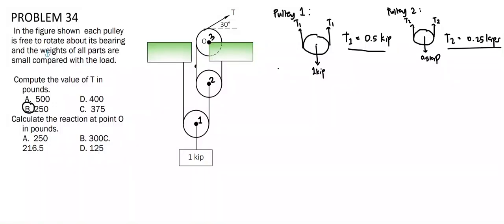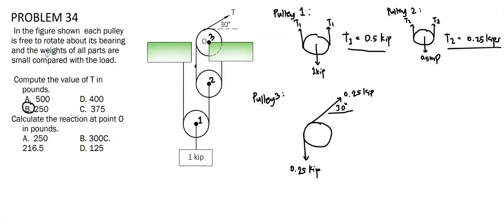Now that we have the value for tension 1 and tension 2, we can begin analyzing the free body diagram of pulley 3. So at pulley 3, we have the tensile force equal to 0.25 kips that comes from the second pulley. And this tension right here, since they are connected, must also be equal to 0.25 kips, acting at an angle of 30 degrees. And this point here, point O, since it is connected to a pin, induces a reaction that is both vertical and horizontal. So let's call this Fy and Fx, going downward and to the left.